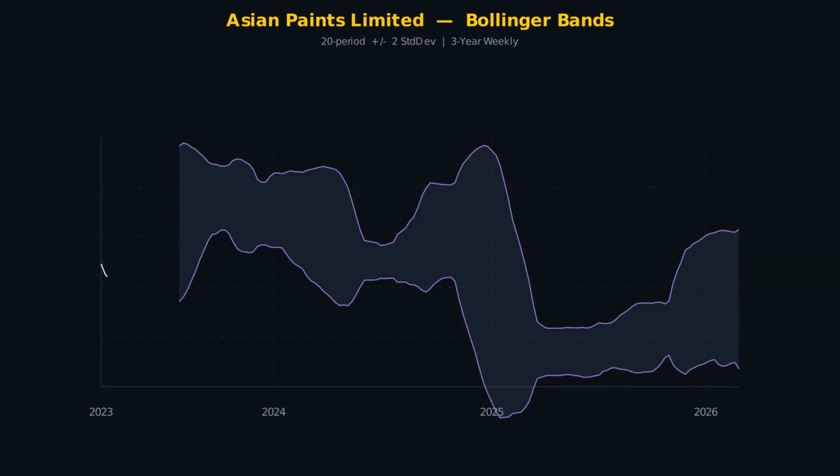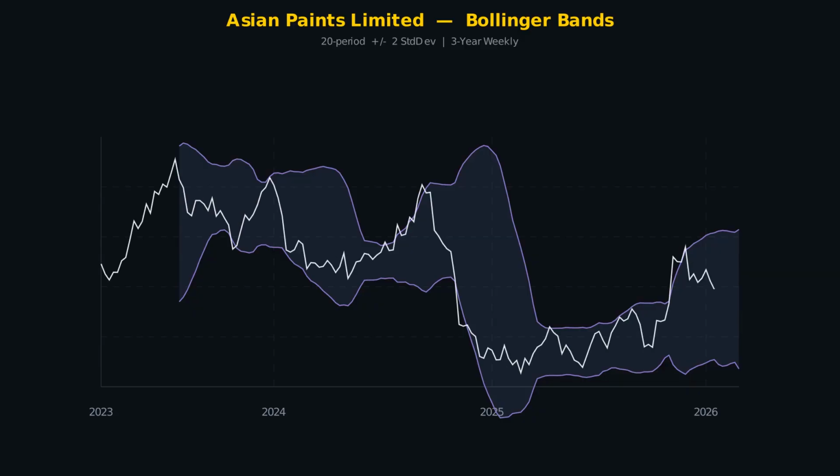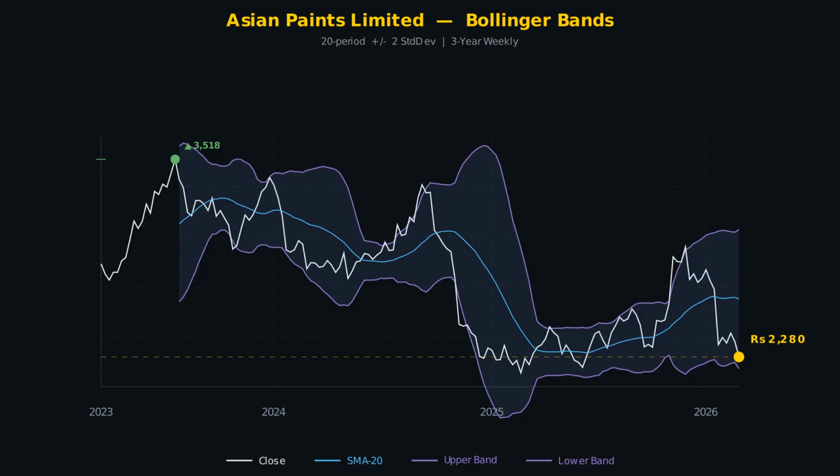Here is the Bollinger band chart for Asian Paints Limited. The shaded region breathes in and out with volatility. Currently, the bands show wide volatility at 26.9%. The price is inside the bands, consolidating. Notice how the price repeatedly bounces between upper and lower bands over this 3-year period. Each touch of a band is a signal.